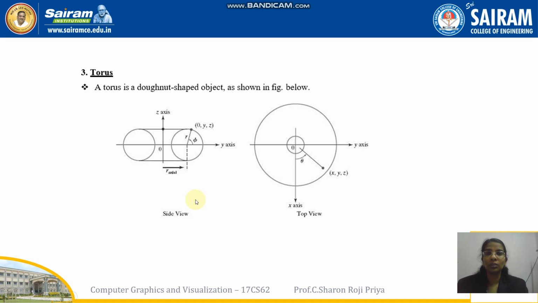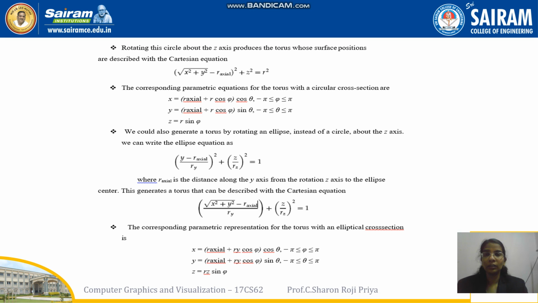Next is the torus. Torus is a donut shape. So how do I get this donut shape? I have to rotate a circle along any axis. Either I can rotate a circle or an ellipse. When I rotate a circle or ellipse along a coplanar z axis, I'll get this donut shape. That is my torus. These are the parametric equations, given for both circle and ellipse.